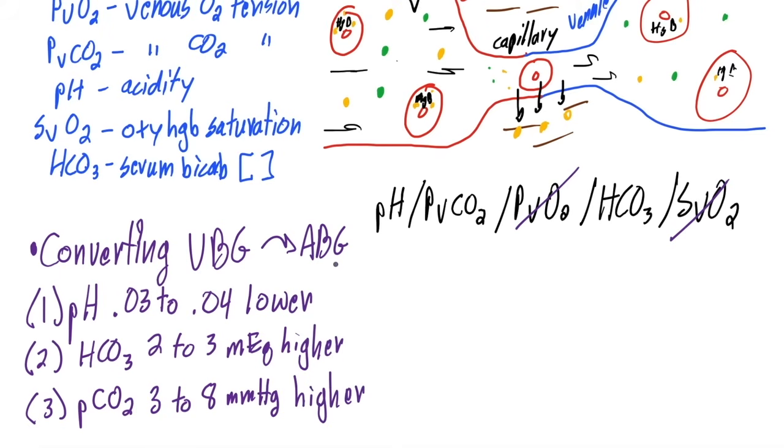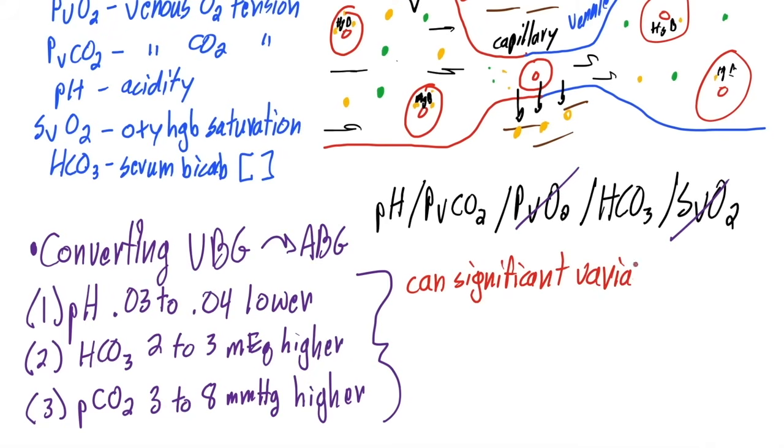Because if your PCO2 is higher, your pH is often lower. So these are the big differences. With that being said, though, studies have shown that there's significant variability. So some patients it'll line up perfectly, other patients it won't. And because of that, we have to be careful.